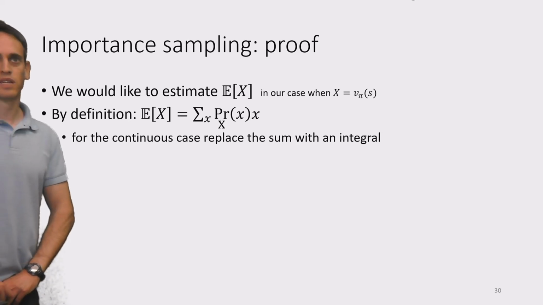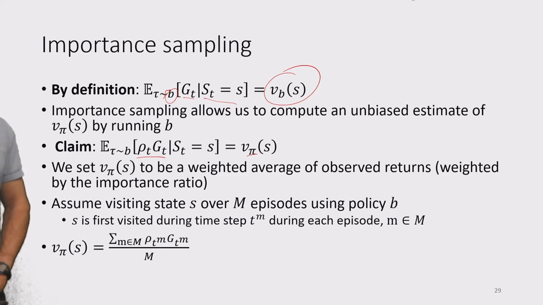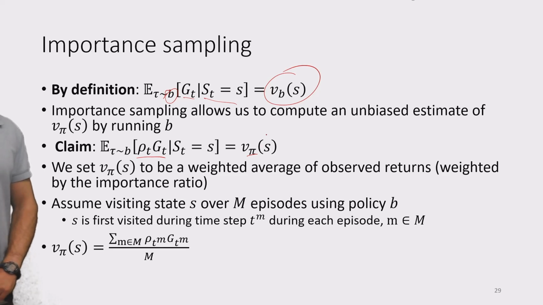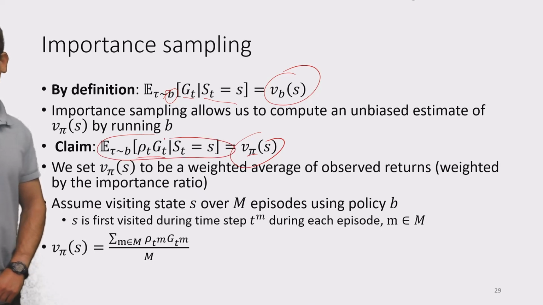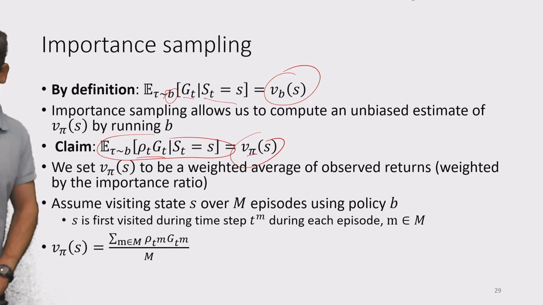Okay, so let's prove that indeed what I said here, that the V pi of s equals the expected returns under a different policy weighted by the importance sampling ratio.